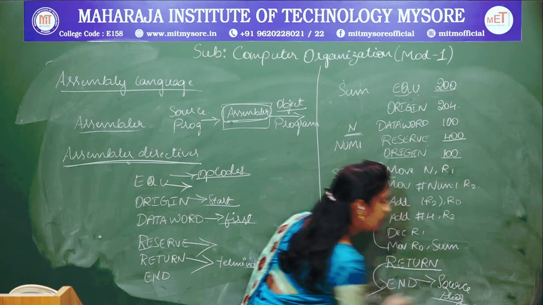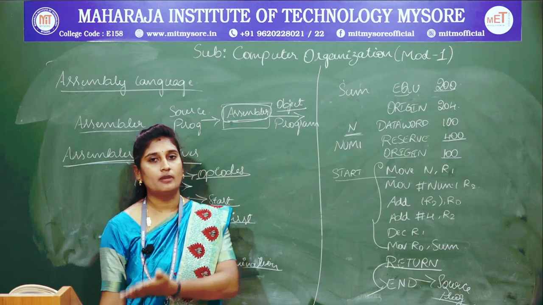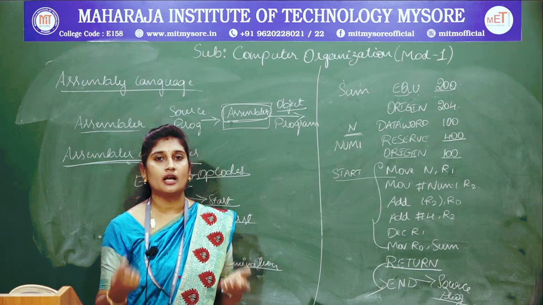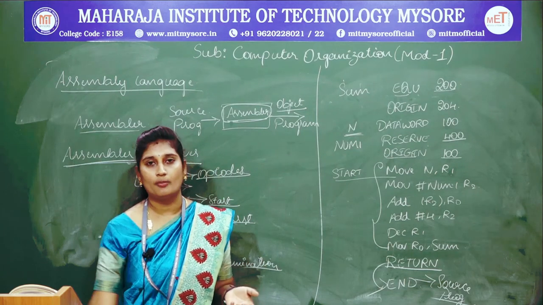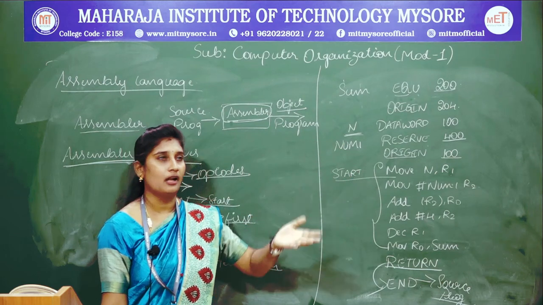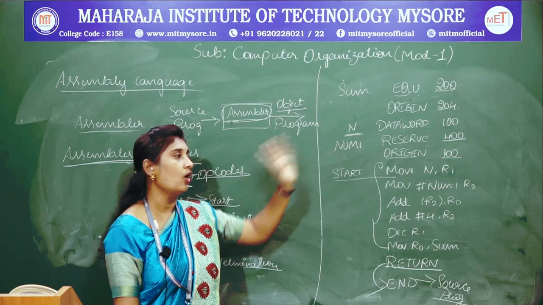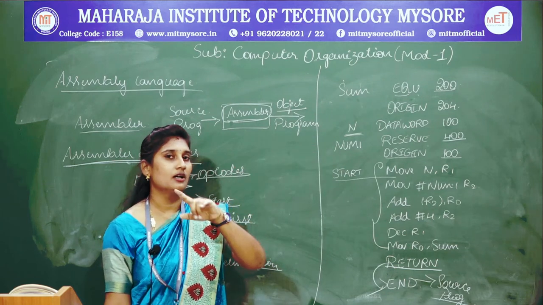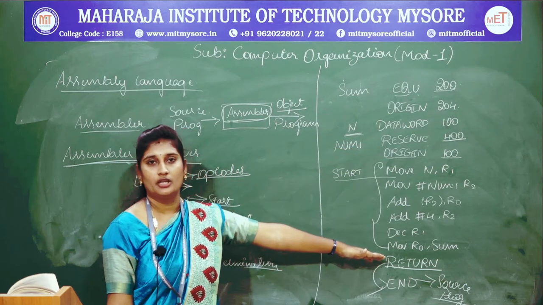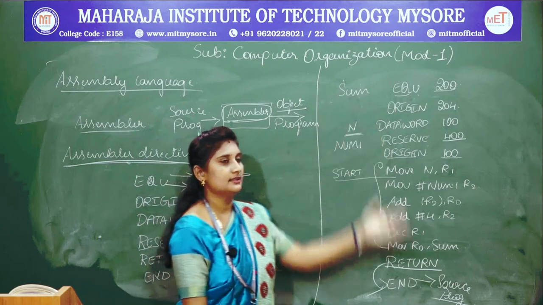So this is how your assembly directives operate. Instead of converting my source program to object program, I am using the assembler commands to carry out that operation. If I need to replace the value with some other value, I will be using EQU. If I need to start up, I will be using ORIGIN, where the first element should be identified, that is DATAWORD. RETURN is termination and END is the end of the complete source program itself.